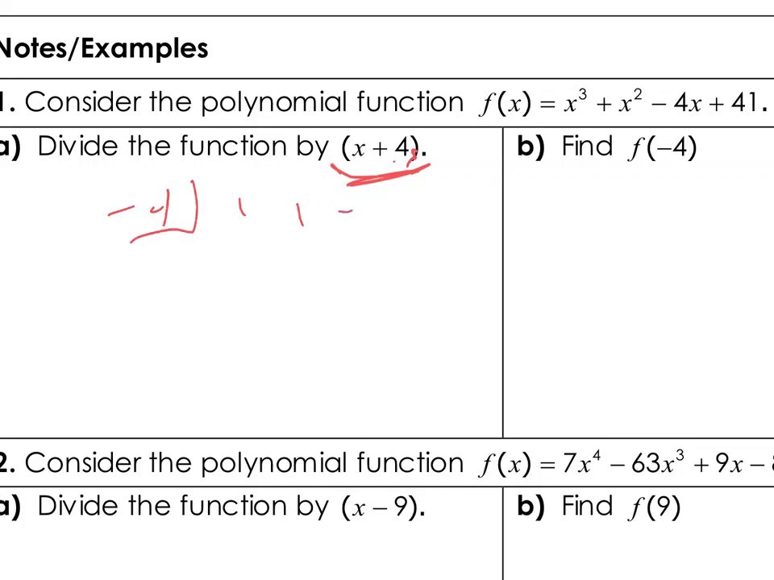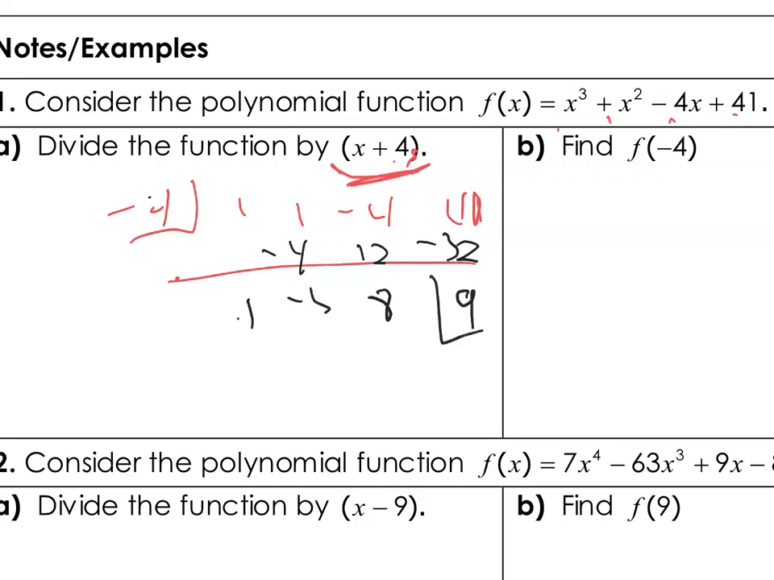1, 1, negative 4, 4. Wait, what? 1, 1, negative 4, negative 4. Oh, positive 4. Yeah. Is that 41? No. Why not? Oh, yeah, it is 41. I couldn't see it. All right. Bring down the 1. Negative 4 times 1 is negative 4. Negative 4 plus 1 is negative 3. Negative 3 times negative 4 is 12. 12 minus 4 is 8. 8 times negative 4 is negative 32. What's 41 minus 32? 9. Bummer. That means this is not a factor because this is not 0.